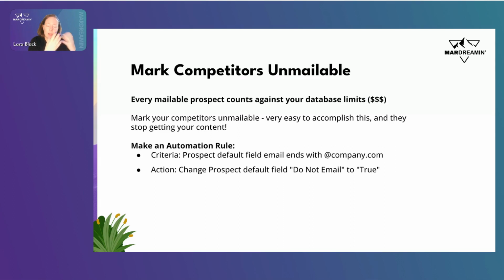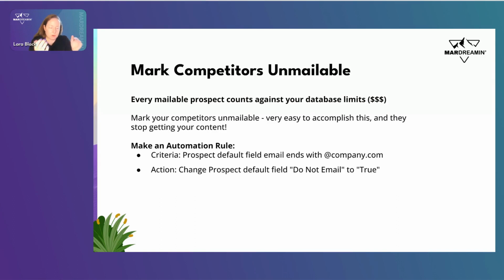So I like to ignore them, and I just mark them as unmailable, so they're not eating up my prospect seats. So this is different. I'm not going to make a dynamic list, although I can, and I do in my last series. I just showed you how to make a dynamic list. But because I want to do something to the competitors, I'm going to create an automation rule.